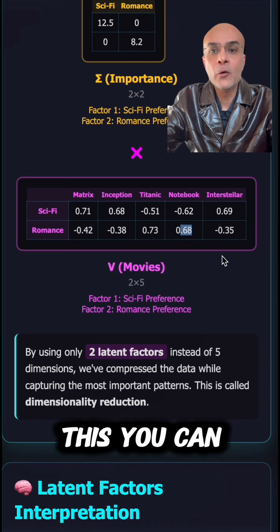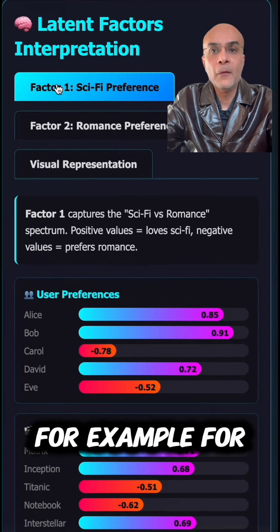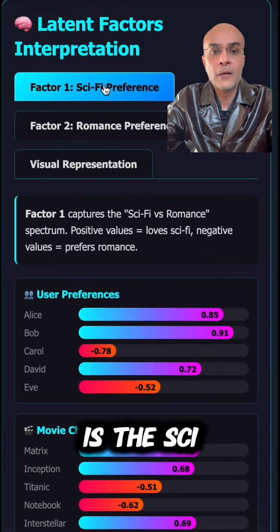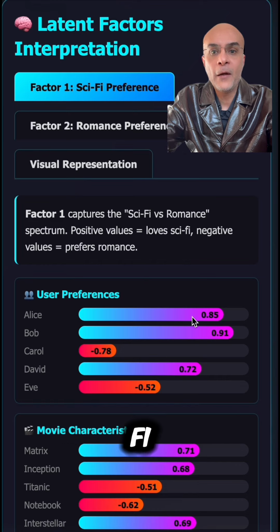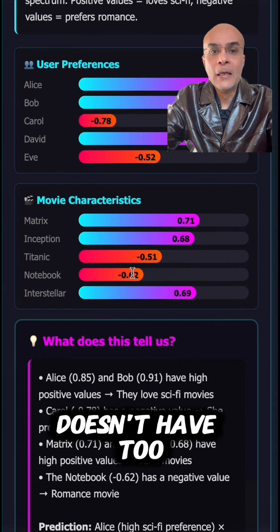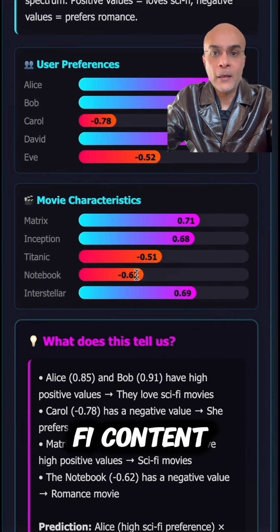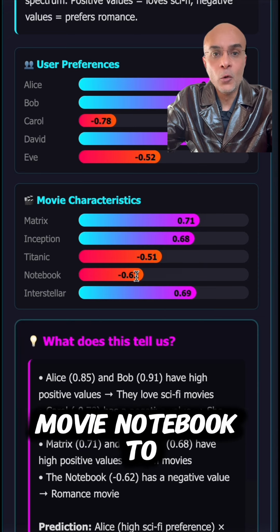Now, based on this, you can make an interpretation. For example, for factor 1, which is the sci-fi preference, Alice has a very high preference for sci-fi. And when it comes to movies, the movie Notebook doesn't have too much sci-fi content, which means that Alice is not going to like the movie Notebook. So we should not recommend the movie Notebook to Alice.